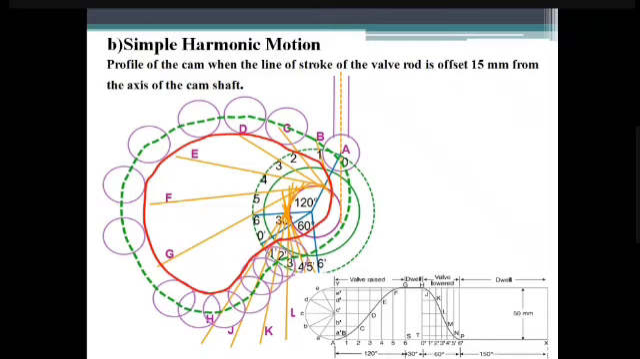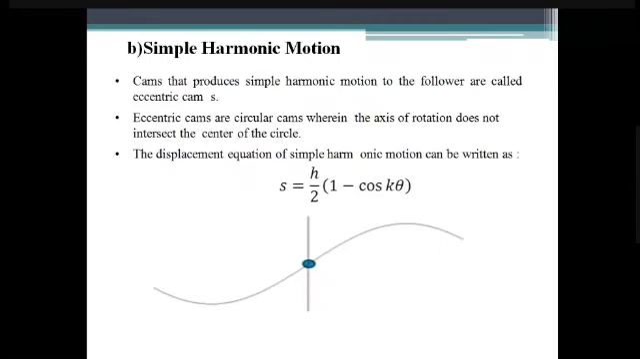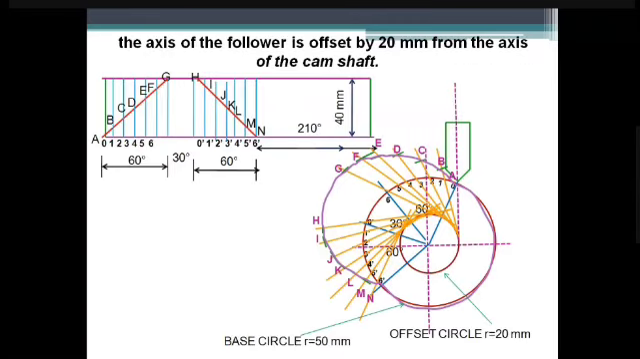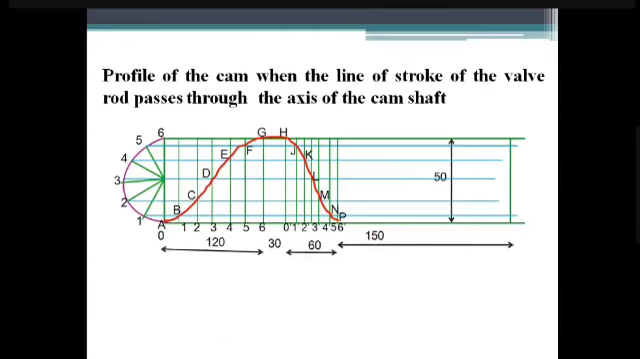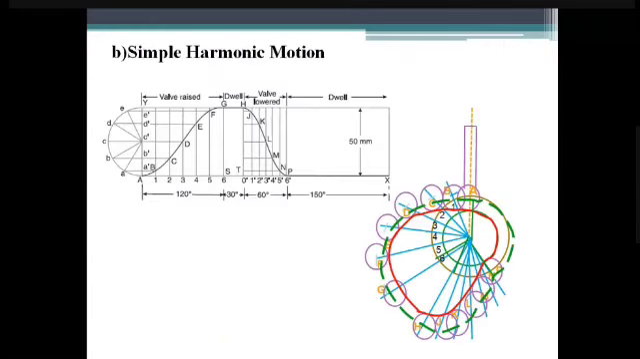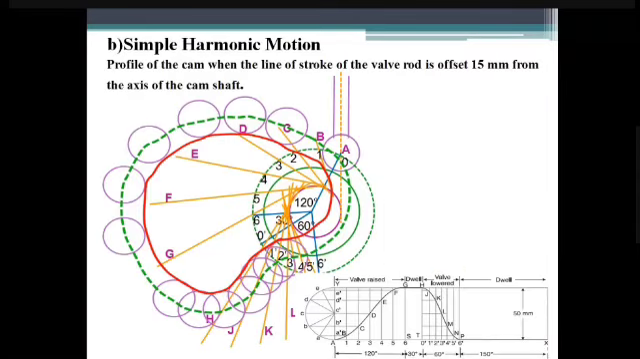The cam when the line of stroke of the valve rod is offset by 15 mm. We have already discussed the offset in the uniform velocity case. Similarly, it is the same, but how will it vary? What about the cam profile for uniform velocity? What is the difference between the cam profile of simple harmonic motion and the normal one? This is the cam profile. The dark red color is denoted as the cam profile finally.